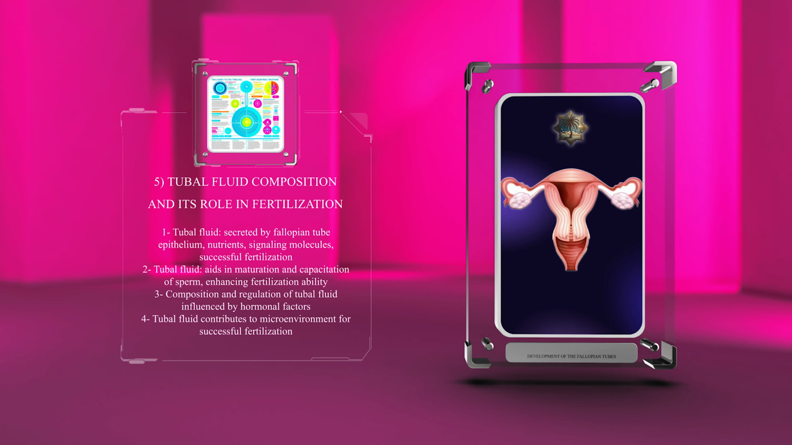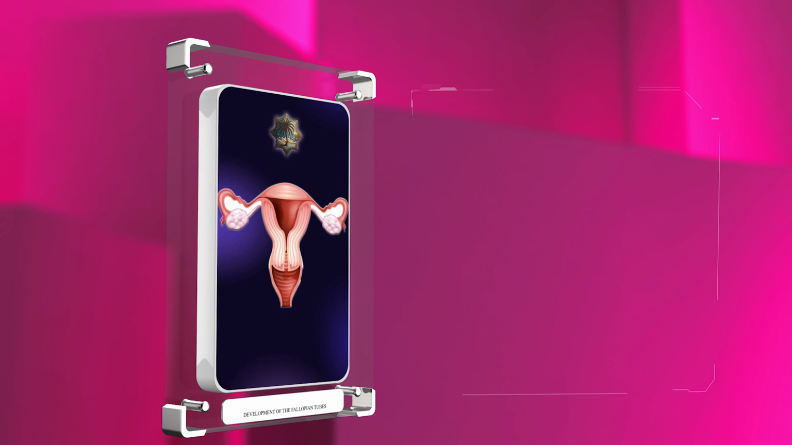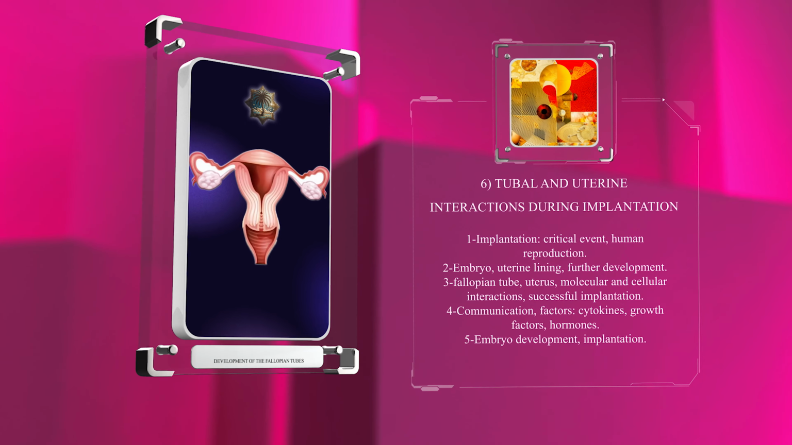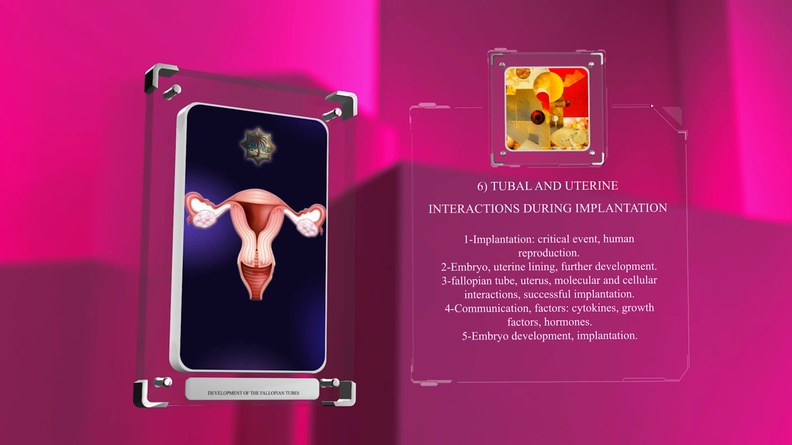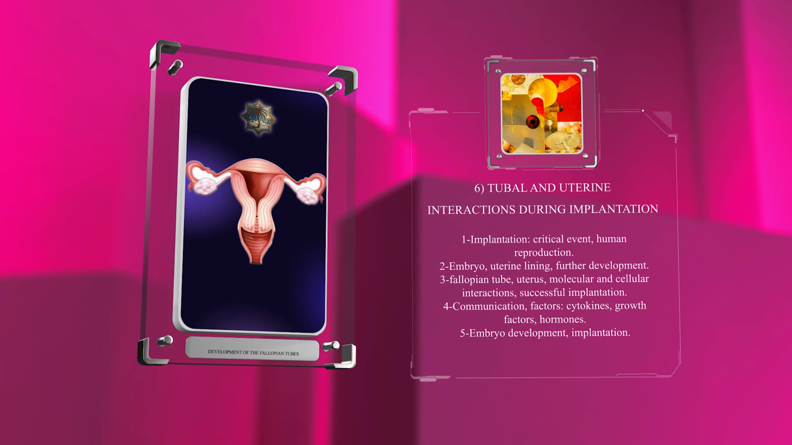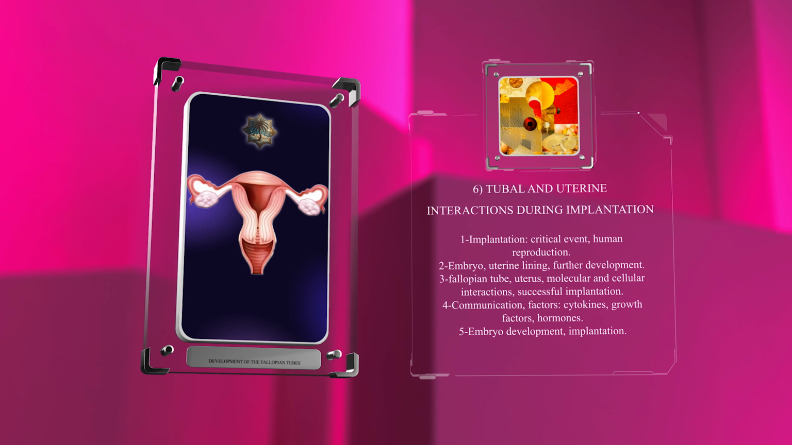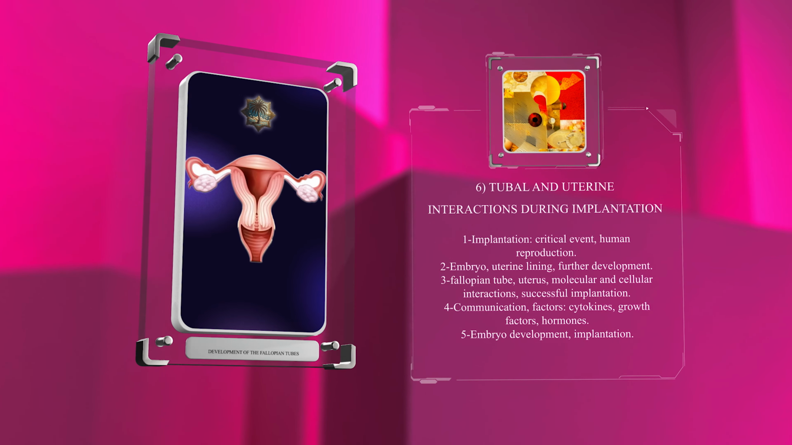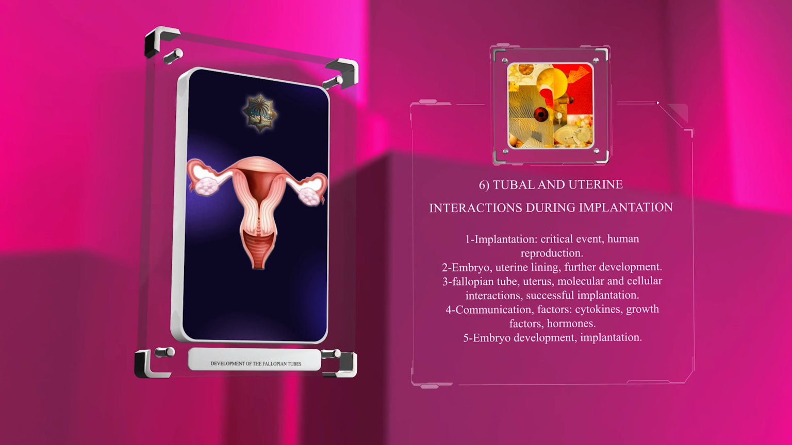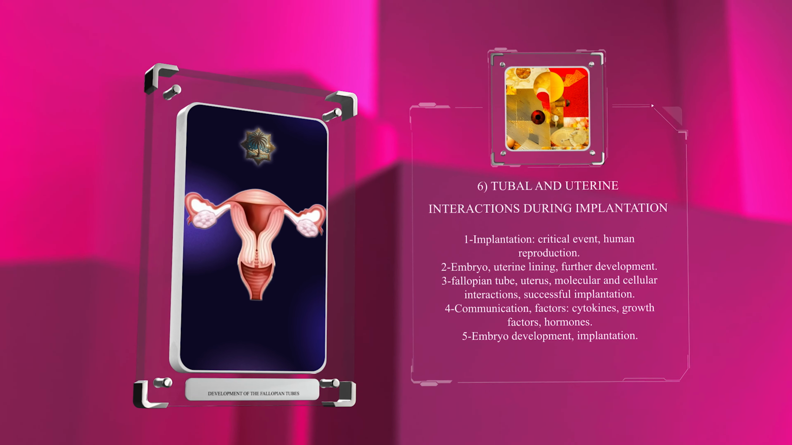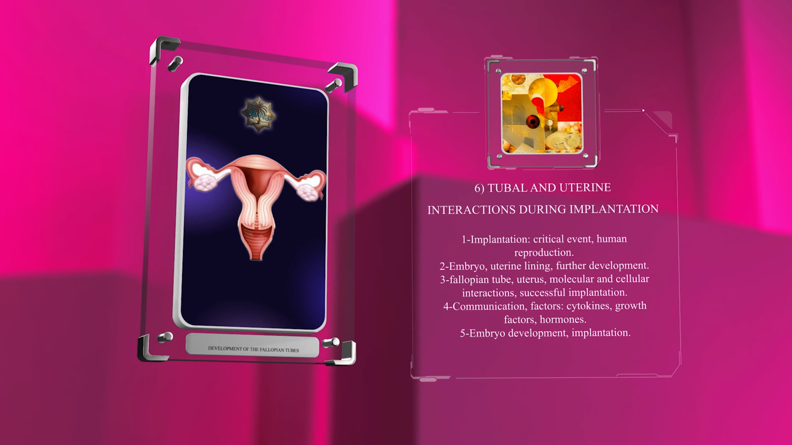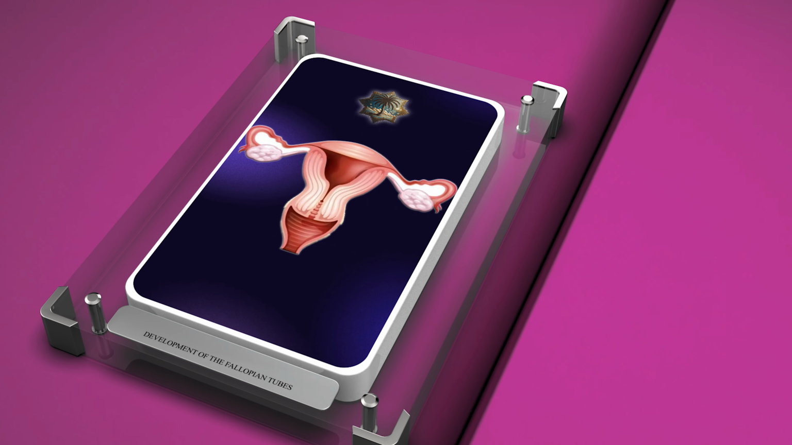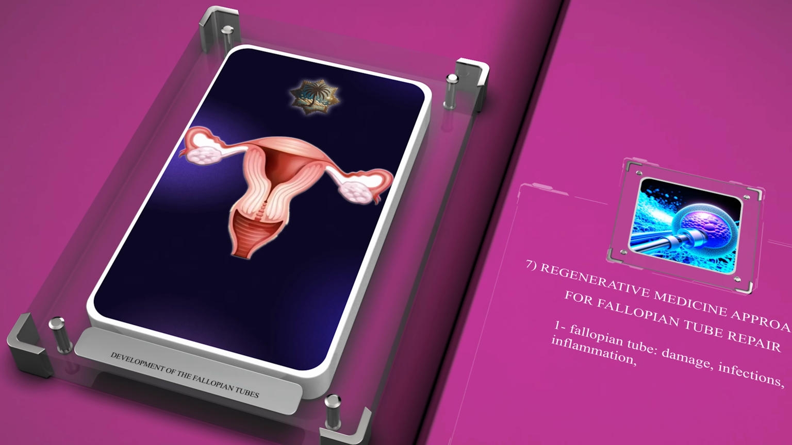Implantation is a critical event in human reproduction, during which the embryo establishes contact with the uterine lining for further development. The fallopian tube and the uterus engage in extensive molecular and cellular interactions to facilitate successful implantation. Communication between these two structures involves the exchange of various factors, such as cytokines, growth factors, and hormones, which regulate embryo development and implantation.